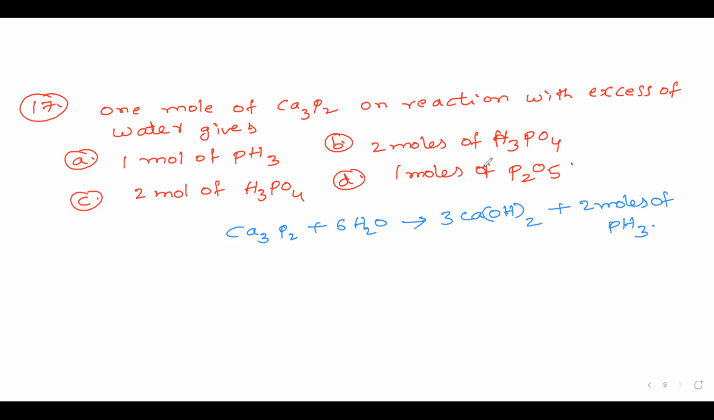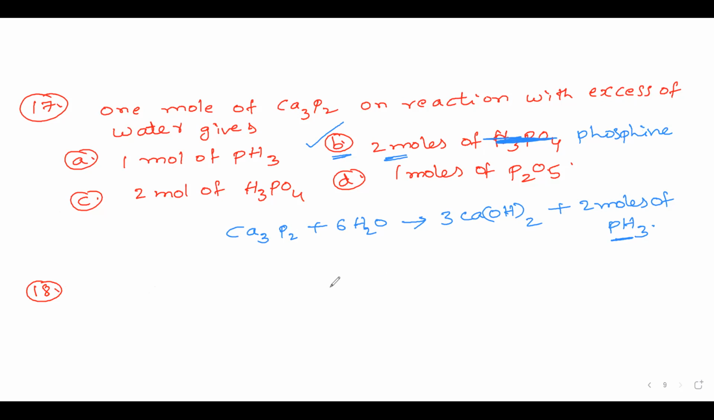The second option should not be phosphoric acid, because phosphoric acid is already given. Change the option: it is 2 moles of phosphine. So the answer is Option B, 2 moles of phosphine. Phosphine is formed, and phosphine is a poisonous gas.